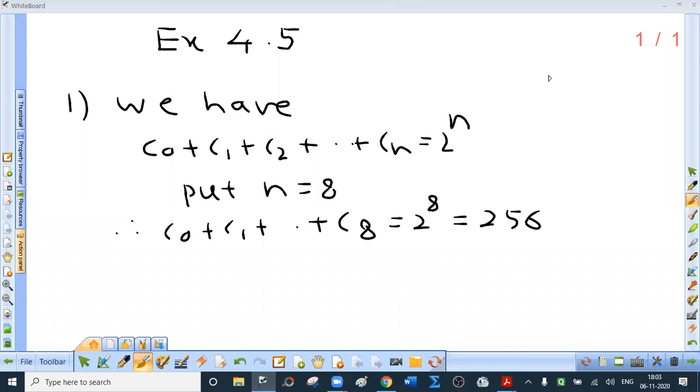Now exercise 4.5, first sum, show that C0 plus C1 plus C2 up to C8 is 256. Simple one. You can use this as standard result. But if this sum is asked for say 3 marks, then first you have to prove that sum of all binomial coefficients of order n is 2 raised to n. But here you need not. So write this. Now what is asked? C0 plus C1 up to C8. So you have to put n equal to 8. 2 raised to 8 is 256.